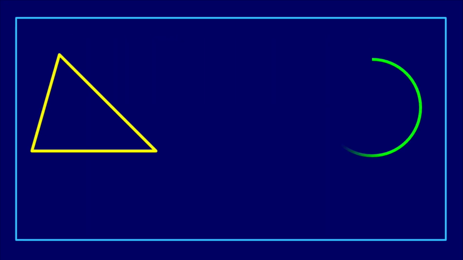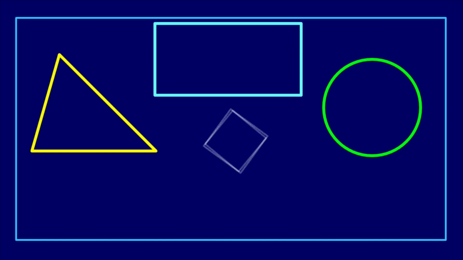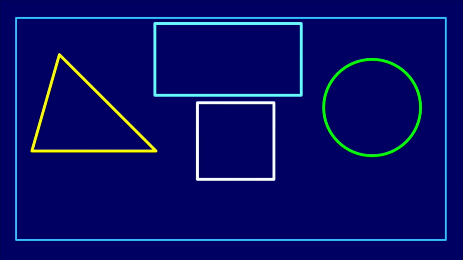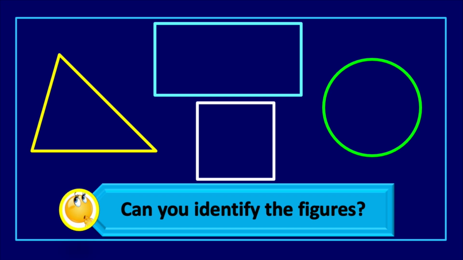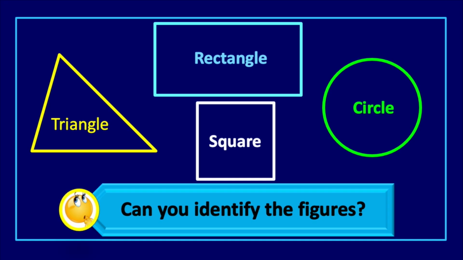Look at the images shown on your screen, children. Can you identify these figures shown on your screen? Yes, the first one is a triangle. The top one you can see is a rectangle, and the one below is a square, and towards your right side we have a circle.